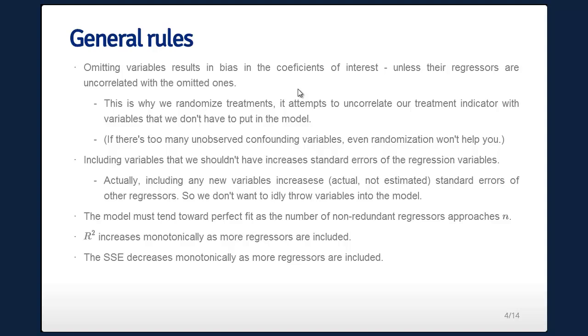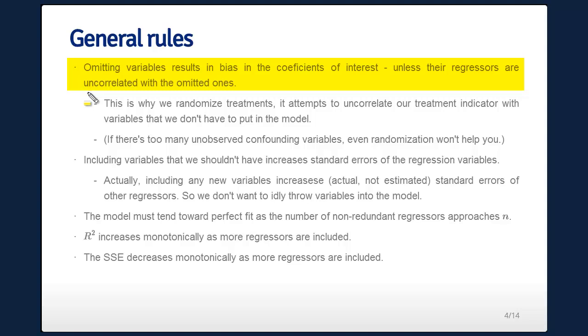So some general rules about variable inclusion in regression models. Omitting variables tends to result in bias, unless the variables that you omit are uncorrelated with the variables that you're interested in.